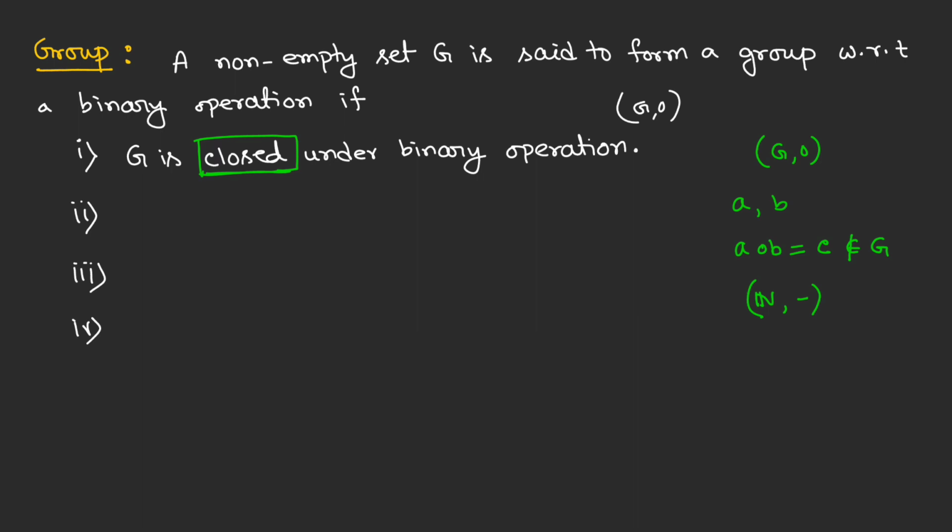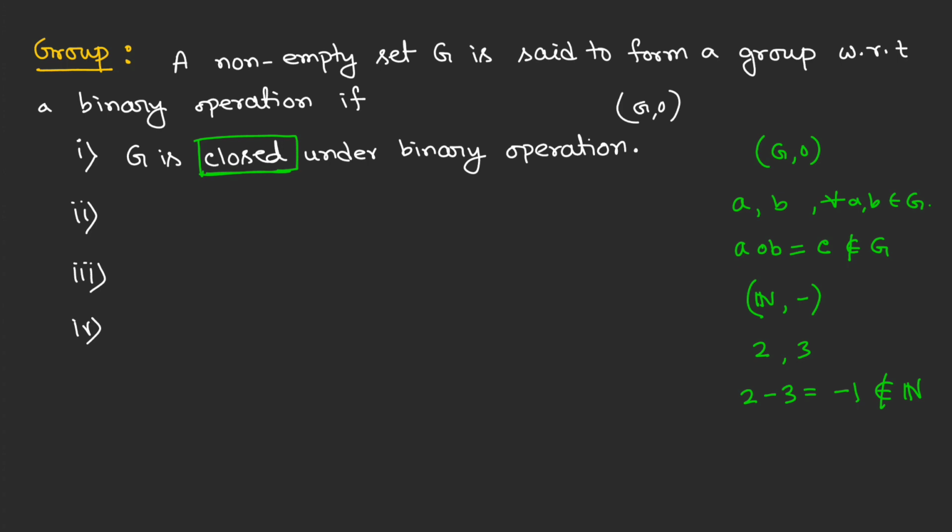Now choose any arbitrary elements. This result must hold for all A, B belonging to G. I am taking arbitrary elements, let's say 2 and 3. The operation is subtraction, so 2 minus 3. The result is minus 1, and minus 1 does not belong to the set of natural numbers. That means you can say that N with subtraction is not closed. Here the set N is not closed under the binary operation subtraction.